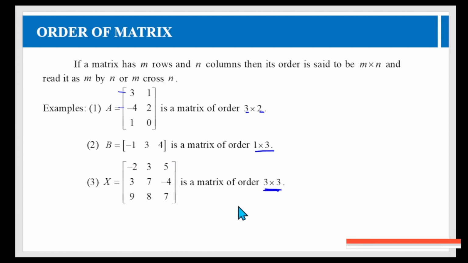Therefore what is the order? 3 cross 3. It is the definition of order of matrix.